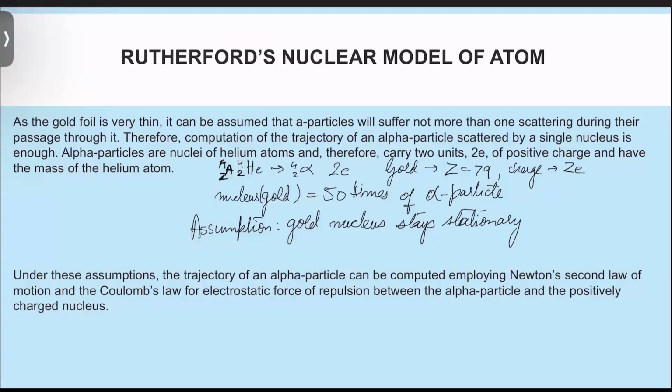It can be computed using both Newton's second law of motion and Coulomb's law for the electrostatic force of repulsion. Since there is an intense electric field around the nucleus of the thin metal foil, whichever we are using, there is going to be a force of repulsion in place, which is equivalent to the electrostatic force.